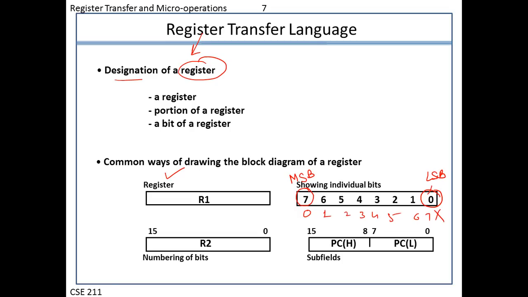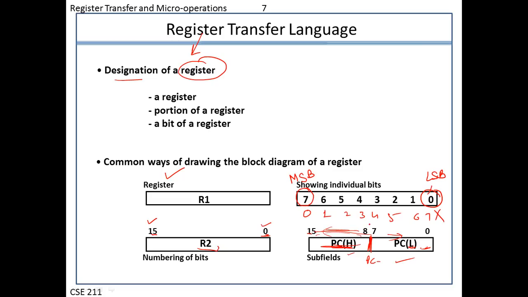The next point is that I can demonstrate the resistor with its name as well as its size, starting from 0 till 15. So based upon the number of bits also I can define a resistor. Again, I can define a resistor by demonstrating portions of it. I simply divided this resistor into two parts, or two subfields. This is a resistor named program counter, with the least significant bits on this side and the most significant bits on the other side.